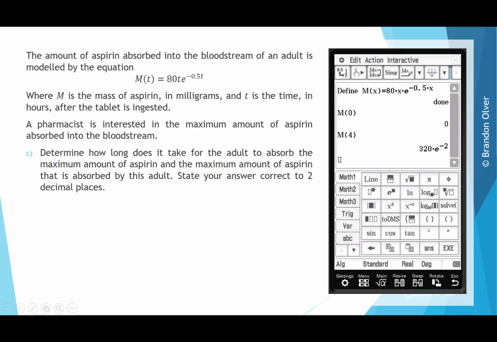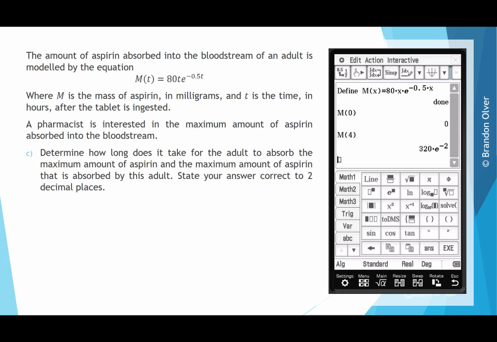A pharmacist is interested in the maximum amount of aspirin absorbed into the bloodstream. Determine how long it takes for the adult to absorb the maximum amount of aspirin and the maximum amount of aspirin that is absorbed by the adult. State your answer correct to 2 decimal places.